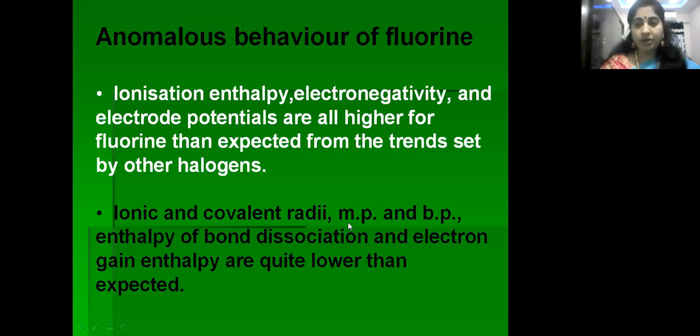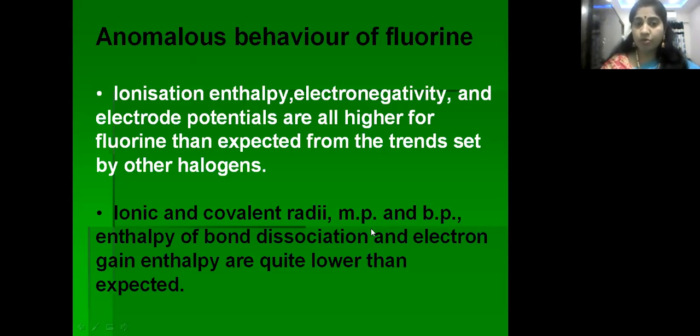Ionic and covalent radii, melting points and boiling points, enthalpy of bond dissociation and electron gain enthalpy are quite lower than expected. So ionic and covalent radii are also very small, because left to right size decreases. So in the outer shell, how many electrons is it having? 7 electrons. So the more the nuclear charge, the effective nuclear charge is more, so because of that it is having very small covalent radii and ionic radii.